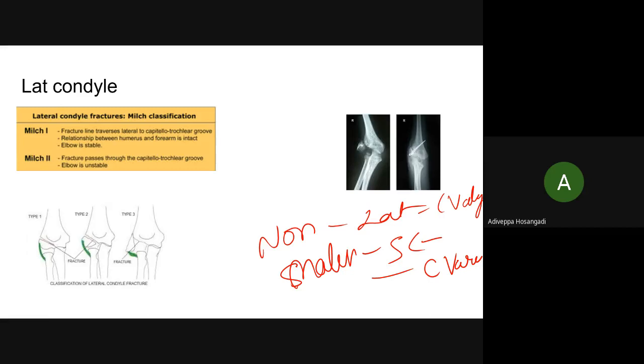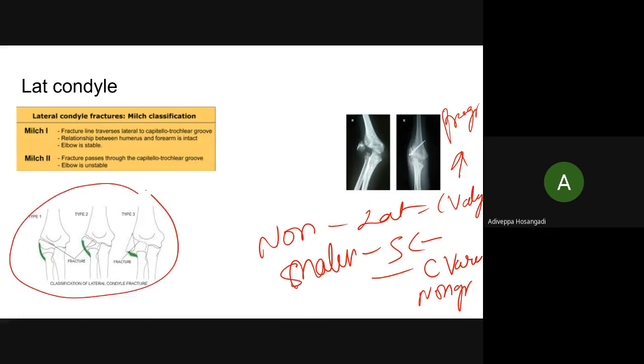And one more thing: non-union lateral condyle is progressive. Supracondylar malunion is non-progressive. It is again a no-brainer. Malunion supracondylar cubitus varus is non-progressive because it is away from the physis. It is not involving the growth plate. So it is static. It doesn't progress. Non-union lateral condyle involves the lower end humerus growth plate. So growth disturbance is there, hence it is progressive. Please remember this.